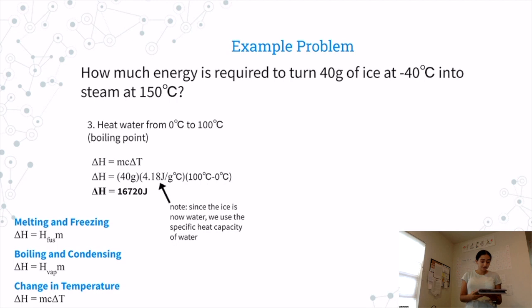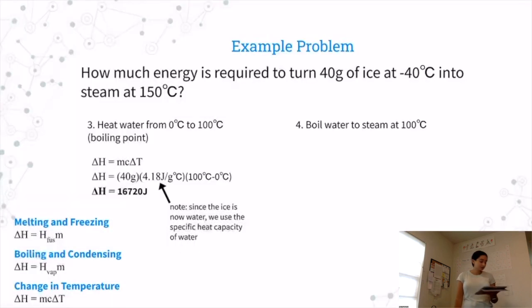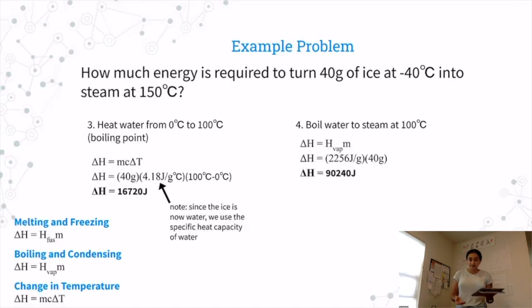Now our next step is we are going to boil that water to steam, because we're now at the boiling point. To do that, we are going to use the boiling and condensing equation with the heat of vaporization. We have the heat of vaporization and the mass, so we will get 90,240 joules.